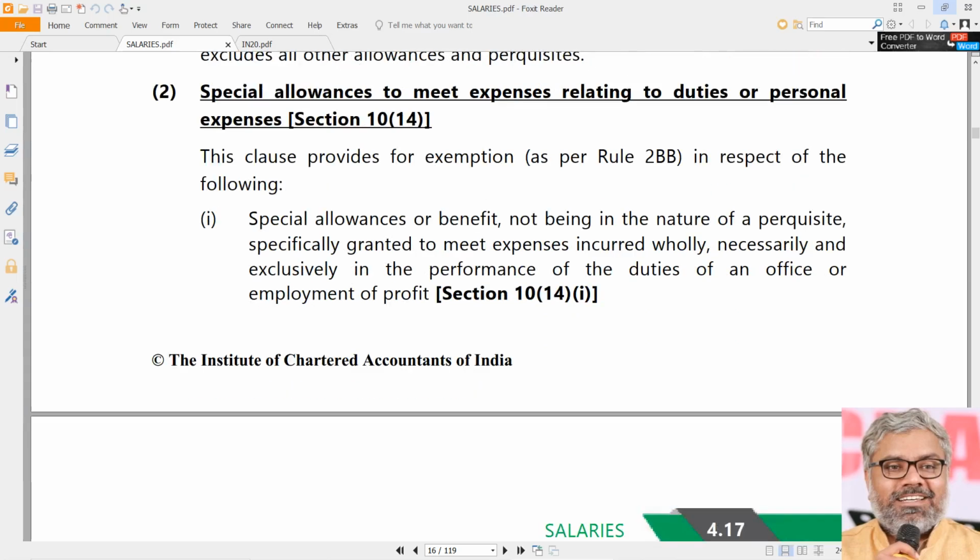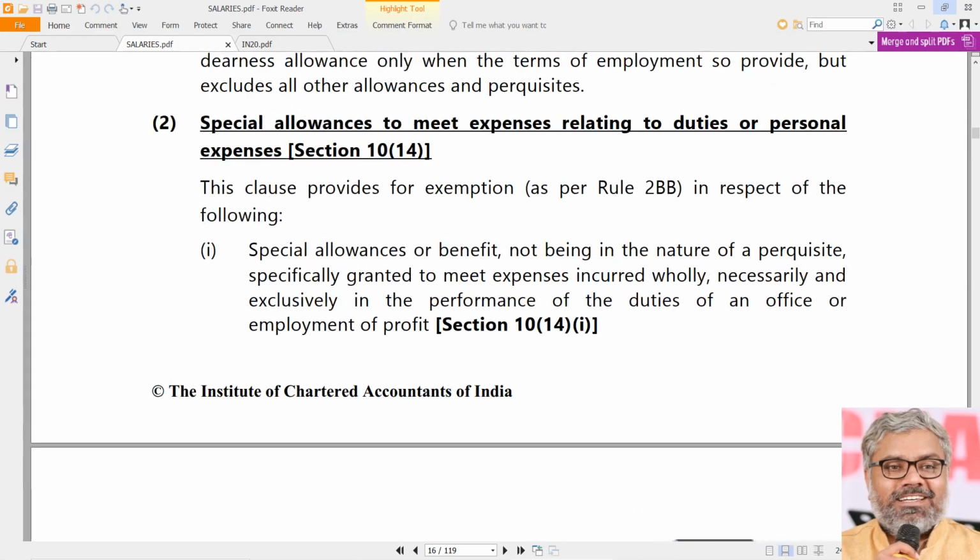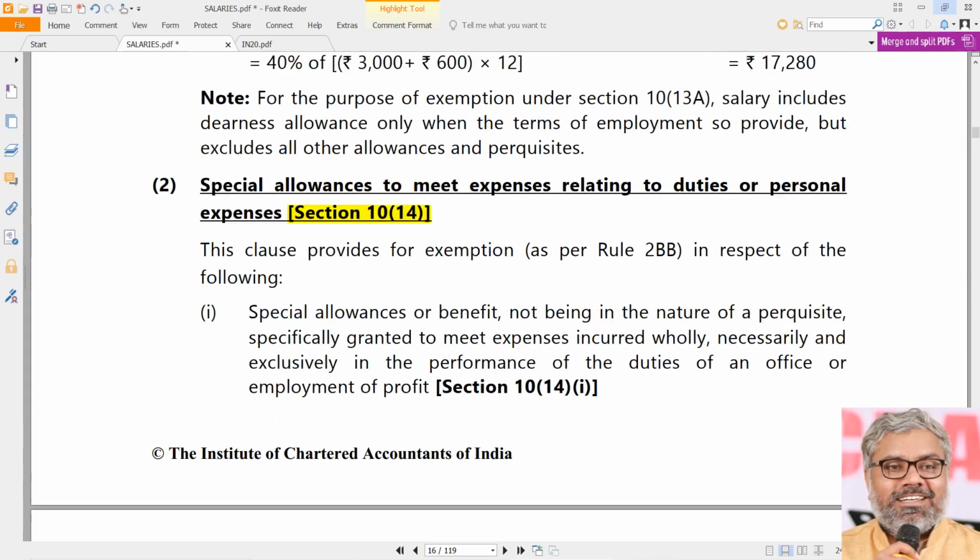10(13A) was the only exemption for HRA. 10(14) is also exemption, but related to certain special allowances, basically to meet the personal expenses of employee or related to duties also. So there are certain exemptions here, but of course there is a rule 2BB. You don't need to remember all the rules, not required. Section number at least you should remember. This is section 10(14), exemption related to special allowances.